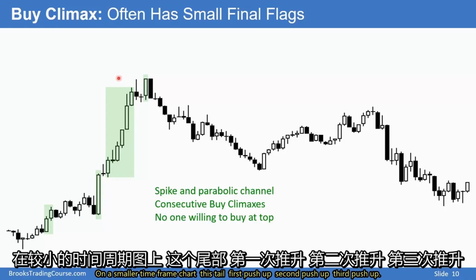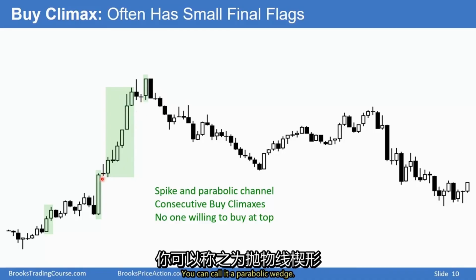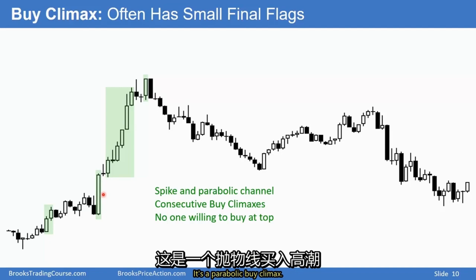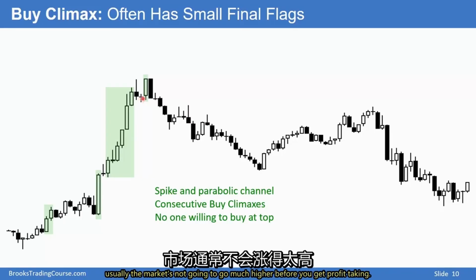On a smaller time frame chart, this tail, first push up, second push up, third push up. This to me looks like a parabolic buy climax. You can call it a parabolic wedge. Different computers will use different bars for the numbering. It's a parabolic buy climax. And then when you get a small bull flag like this after a parabolic buy climax, usually the market's not going to go much higher before you get profit taking.